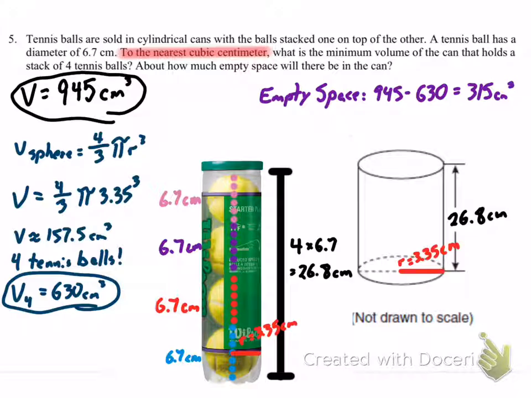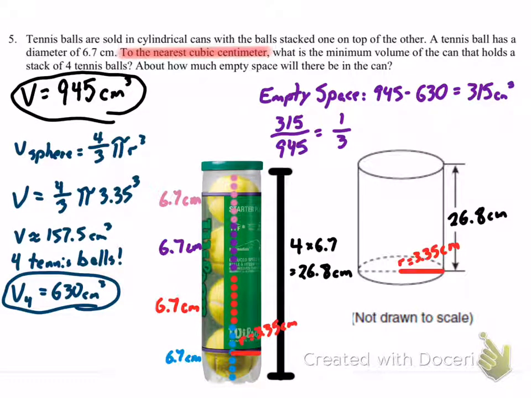Wait a minute. Something looks interesting here. Look at these two numbers, 315 and 945. 945 is a multiple of 315. Actually, 315 divided by 945 is 1/3. So the empty space in the cylinder is 1/3 the total volume.